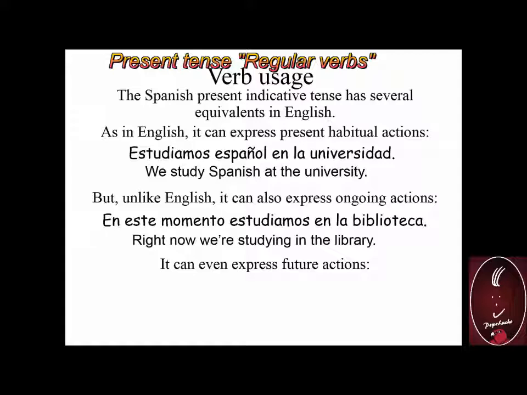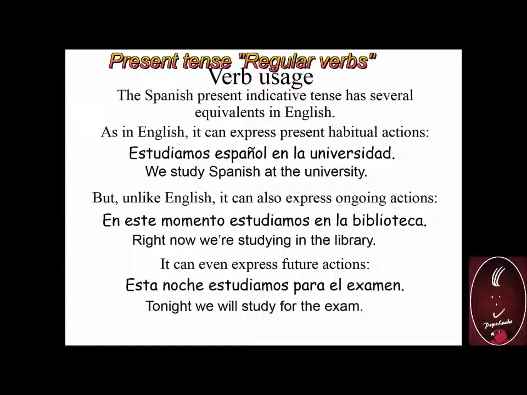Another use in Spanish, the present indicative can even express future actions. Esta noche estudiamos para el examen. In English we use the future.